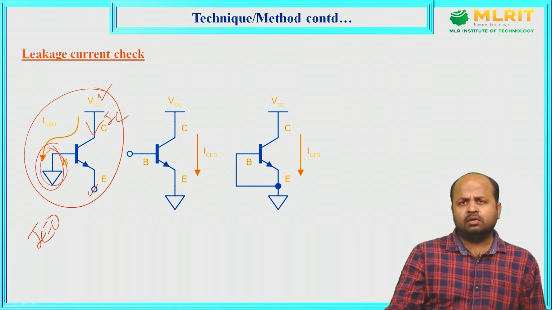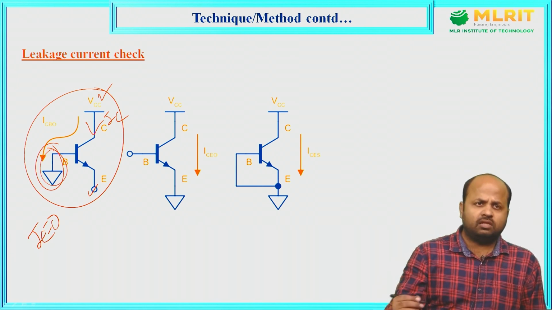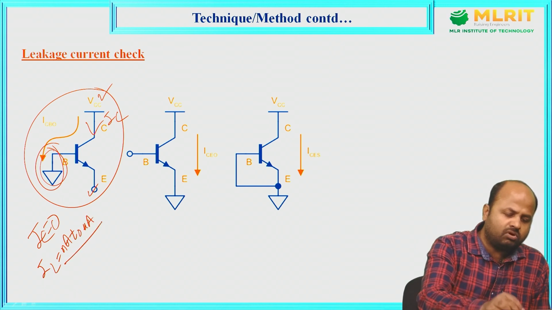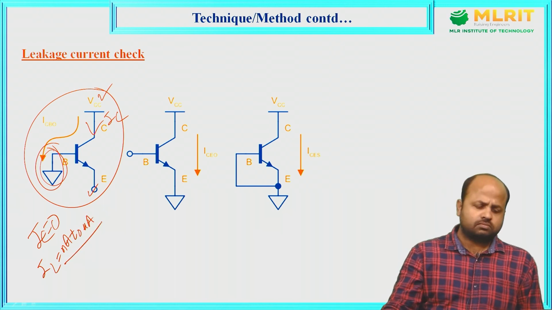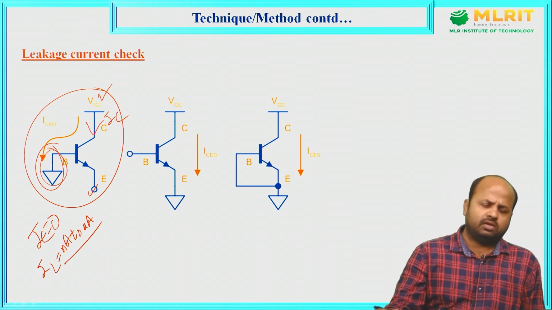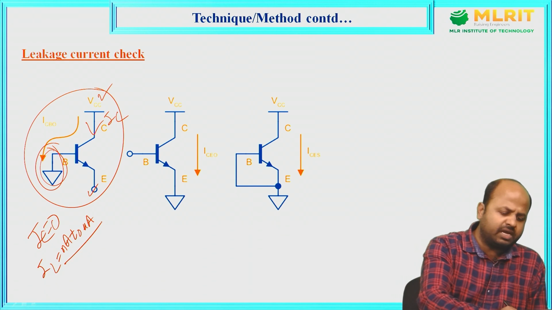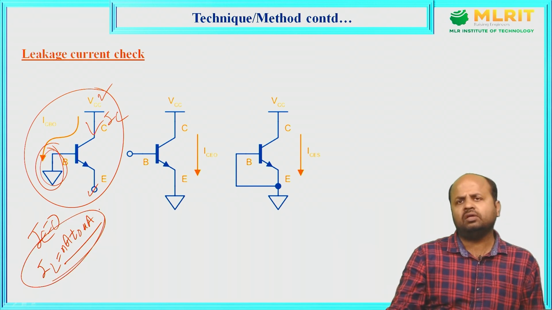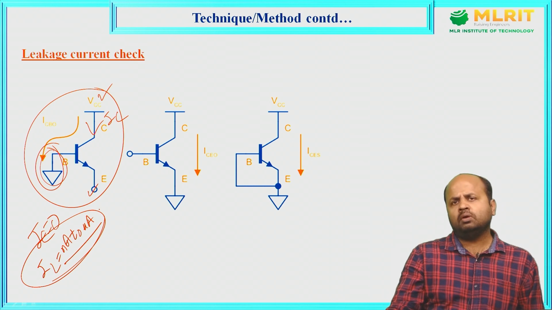But practically you will get some leakage current, which is in the range of nanoampere to microampere. Okay. So whenever the base terminal is grounded in a transistor, you should get the leakage current. Practically you get the leakage current in the range of nanoampere to microampere.